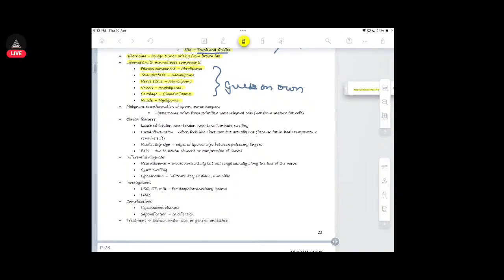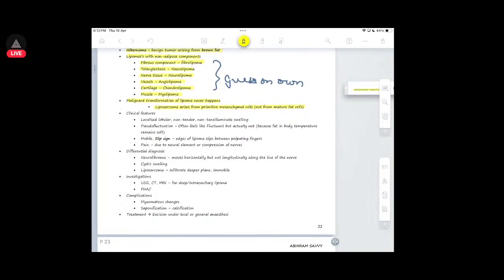Malignant transformation of lipoma never happens, as liposarcoma comes from primitive mesenchymal cells, not even from the fat cells. Clinical features: it is localized, lobular, not tender, and non-transilluminable, which means it's solid, not cystic. Pseudofluctuation is often felt, but it's not truly fluctuant, because fat at body temperature remains soft.